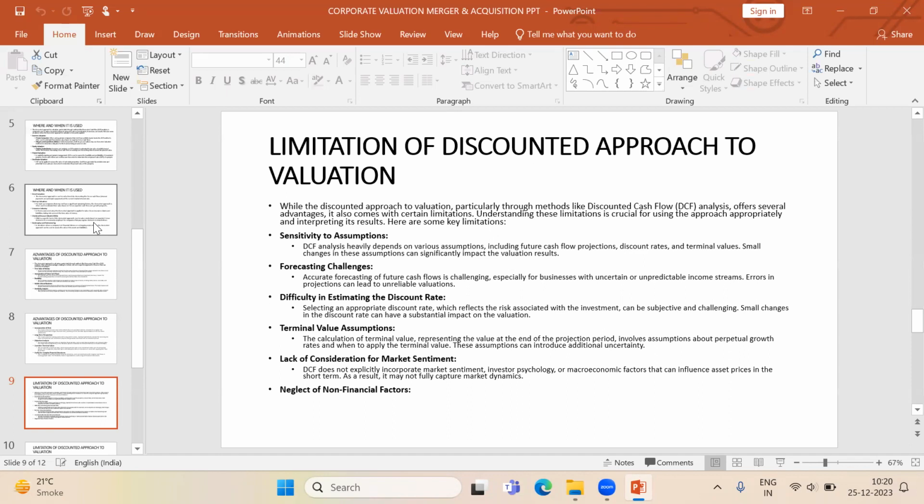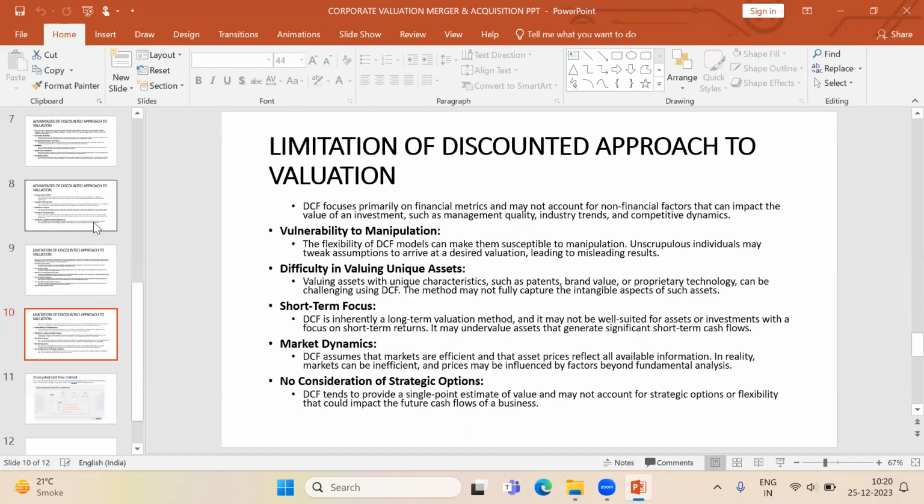Neglect of non-financial factors. DCF focuses primarily on financial metrics and may not account for non-financial factors that can impact the value of an instrument, such as management quality, industry trends, and competitive dynamics. Vulnerability to manipulation. The flexibility of DCF models can make them susceptible to manipulation. Unscrupulous individuals may tweak assumptions to arrive at a desired valuation, leading to misleading results.